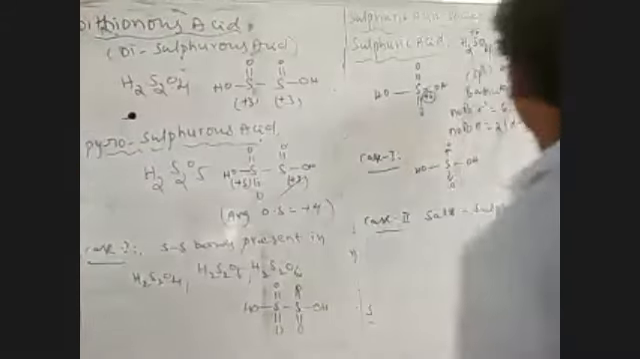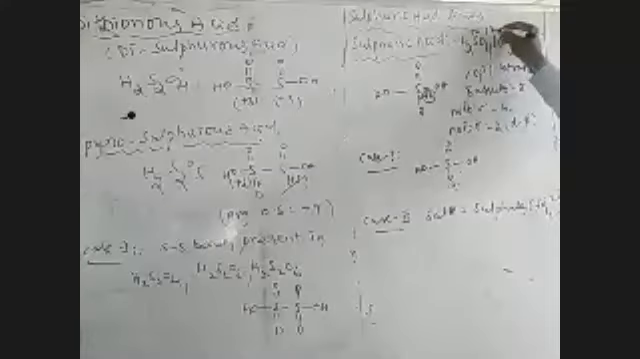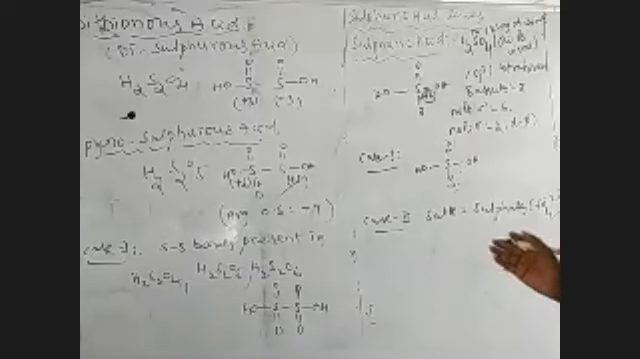H2SO4 is also called oil of vitriol, and it is also known as the king of chemicals. HNO3 is called aqua fortis. Aqua fortis means a strong affinity to water. H2SO4 is called oil of vitriol and also called the king of chemicals.